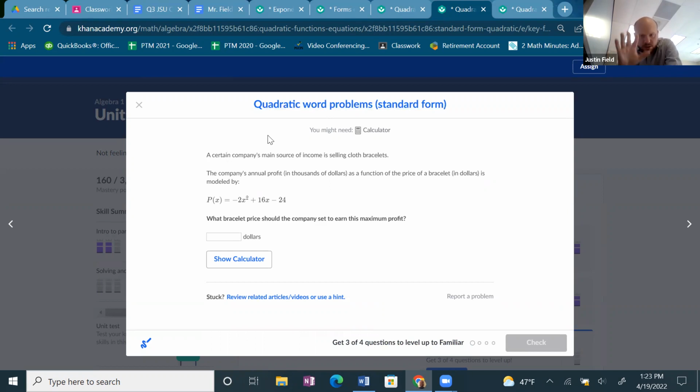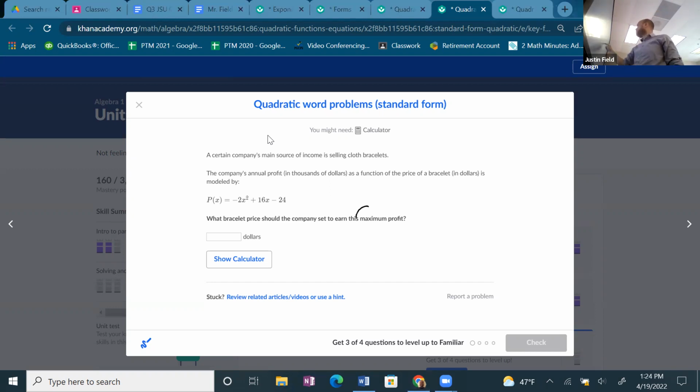Okay, so there's a word problem, sorry, refocus. A certain company's main source of income is selling cloth bracelets. Well, those would sell well this year. Everyone was wearing a lot of bracelets. The company's annual profit as a function of the price is modeled by the given function. What bracelet price should the company set to earn maximum profit? So here we go. We did word problems in the other forms, so we're still looking for the same keywords. I don't know about you, but right away I saw this word.